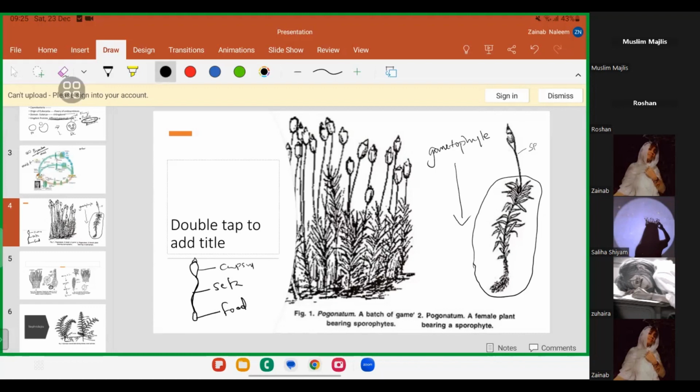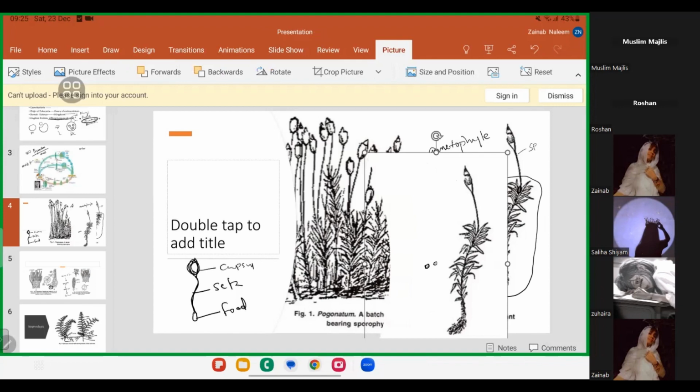The capsule produces spores by meiosis. So this is the capsule. It produces spores. You all know from the sporophyte, we have the spores. Spores produced from the capsule are homospores. What do you mean by homospores? Homosporous means it has the same size and shape. You can't differentiate them. It will be the same.